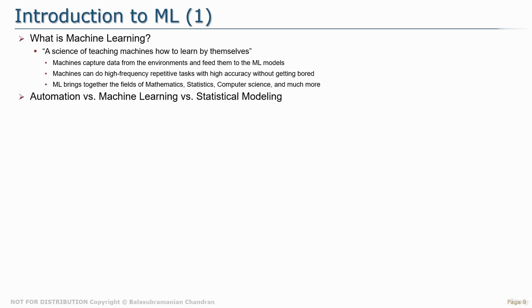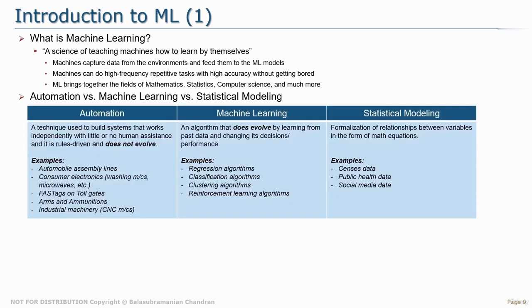Automation, machine learning, and statistical modeling are highly related fields. Let's see the differences between them. Automation, a technique used to build systems that work independently with little or no human assistance, and it is rules-driven and does not evolve. Examples: automobile assembly lines, consumer electronics, FASTags on toll gates, arms and ammunitions, industrial machinery.